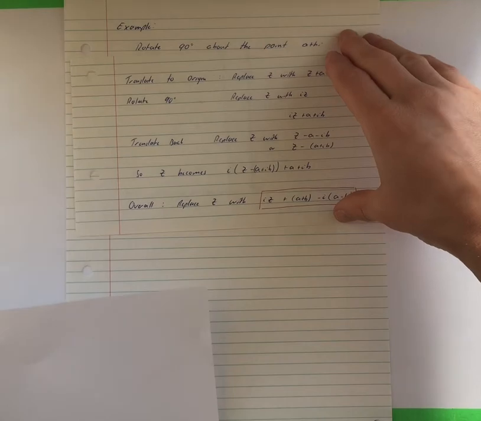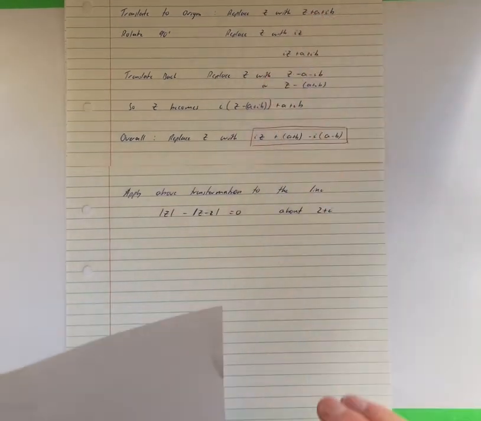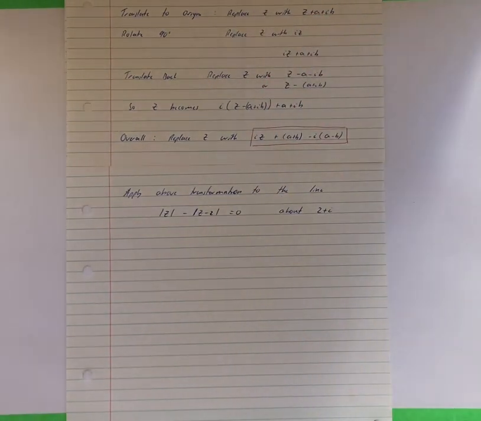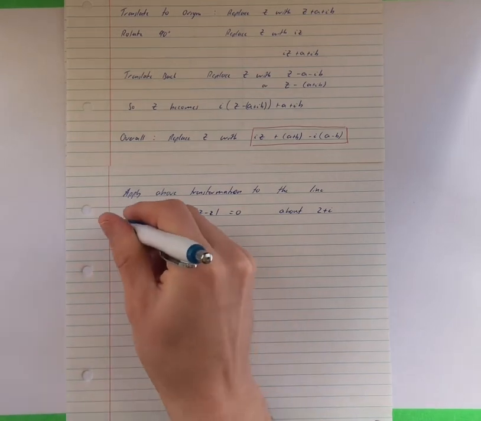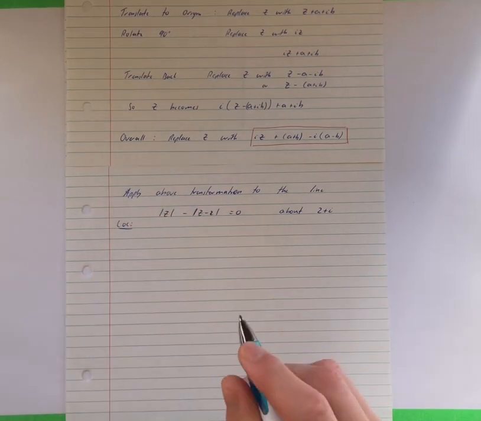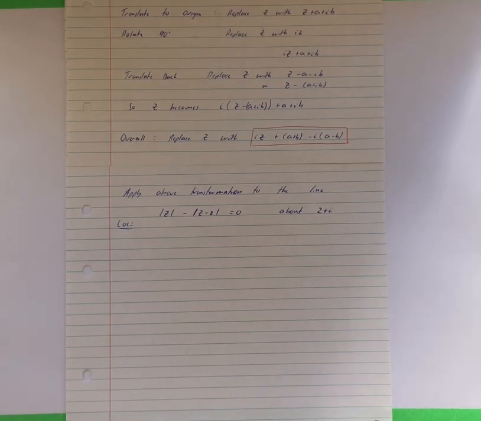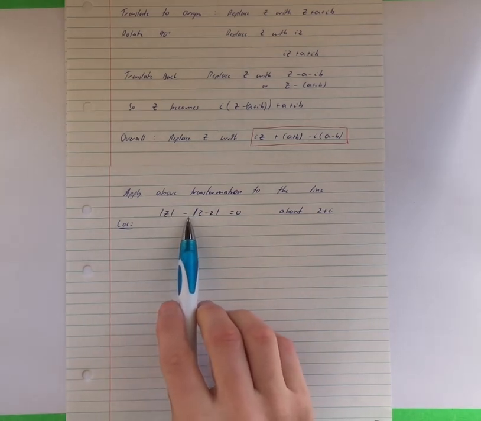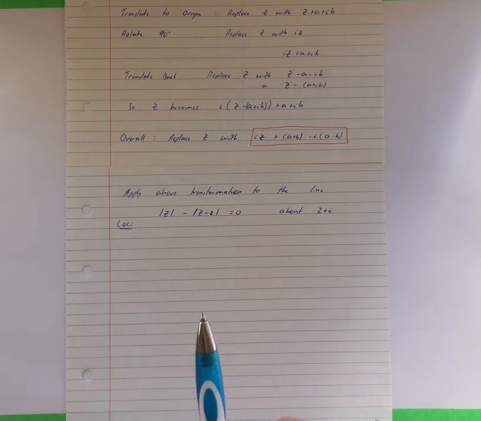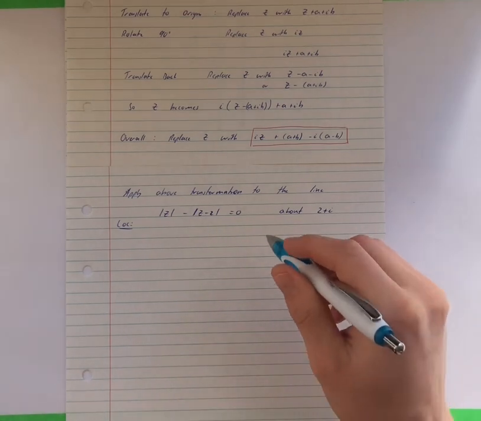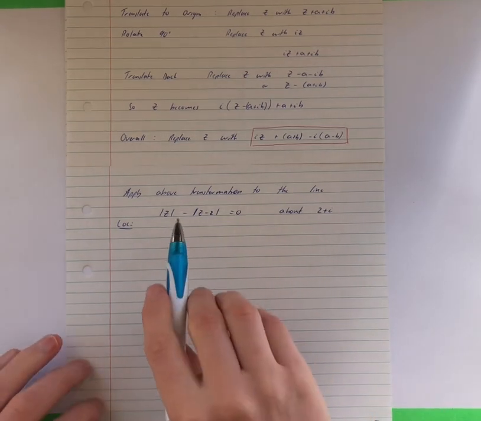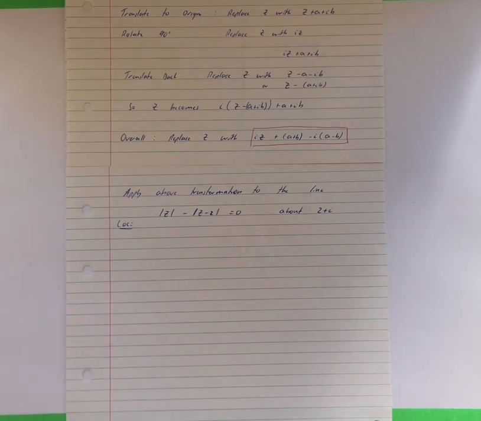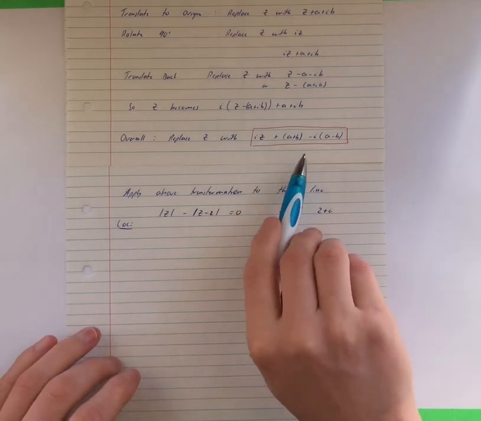So can we apply this to a more real example? And we can. So we want to apply the above transformation to this line. This is called a locus, or loci, of a complex point, and it's given to us as the absolute value of z minus the absolute value of z minus 2, and that's equal to 0. So this is the line, and I'll show you why that is a line at the end of this video. But I just want us to focus on this transformation.